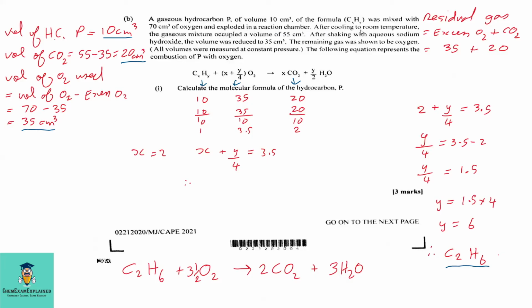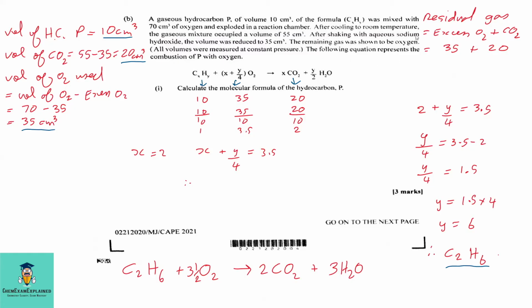Now, after cooling to room temperature, the gaseous mixture occupied a volume of 55 cm³. So we call that residual gas. So the residual gases include excess oxygen and carbon dioxide. So let's see how we can find out what is the excess oxygen and what is the value for the carbon dioxide.